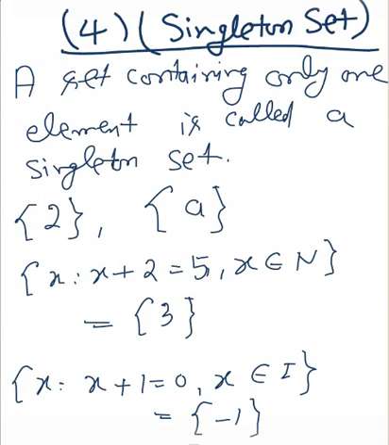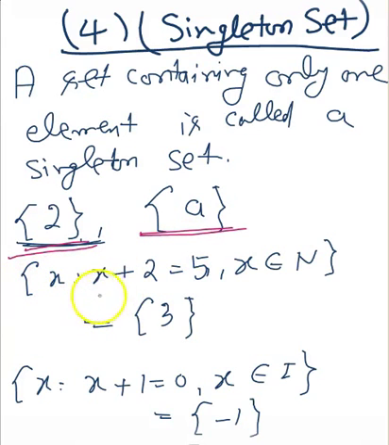Moving to the next type of set, that is the singleton set. A set containing only one element is called a singleton set. If there is any set in which only one element is present, then we'll say that this is a singleton set. Say for example, here we have a set containing 2 as its element. So this is a singleton set. Similarly, a set containing only the element A is again a singleton set.